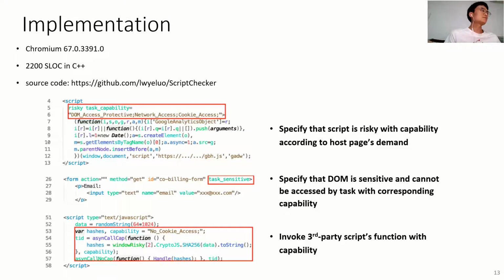We have built a prototype based on Chrome 67 and added around 2,200 lines of source code. And the source code is available on GitHub. Here is an example showing how the web developer uses our approach. Firstly, when embedding the risky script, the developer shall tag it as risky and specify capabilities. And secondly, the developer can mark some DOM elements as sensitive, so a task without DOM access capability cannot access them.